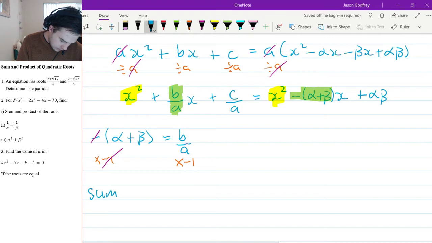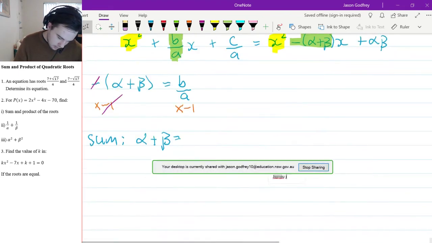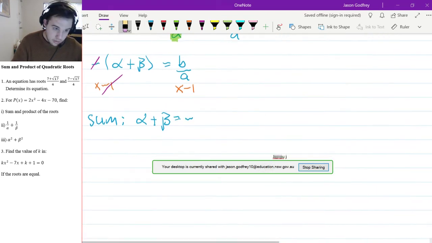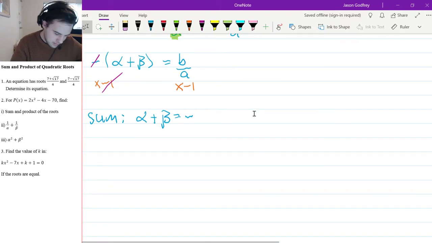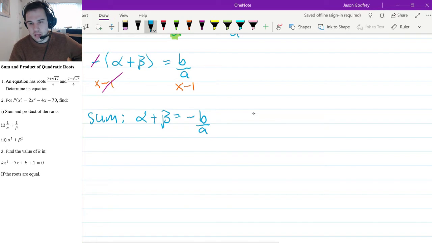So the sum of the roots of a quadratic equation, if we know what they are, alpha and beta, if we add them together, we'll get negative b on a.